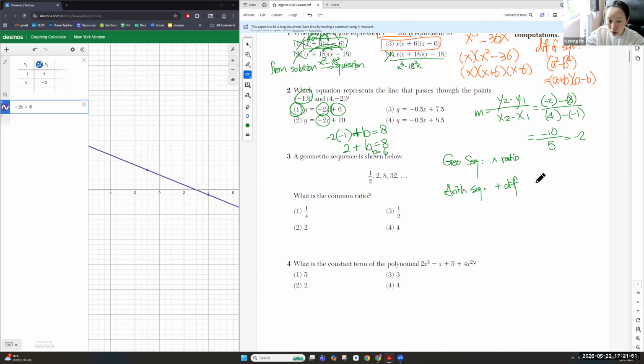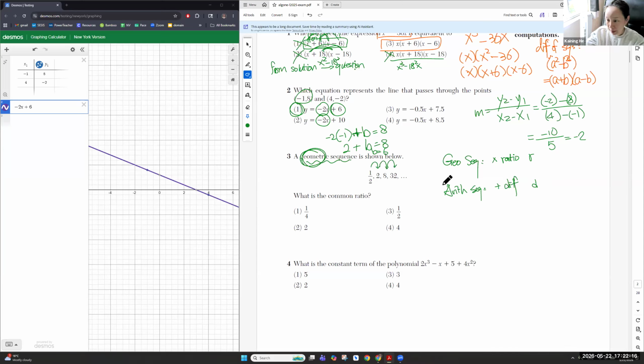The letter they use for an arithmetic sequence is D, and for a geometric sequence you use the letter R, to represent a difference and a ratio. So let's take a look at what happened in here. They gave you a geometric sequence, so they already know that it's geometric, which means I'm going to keep multiplying some numbers. How did 1/2 get to 2? How did 2 get to 8? How did 8 get to 32?